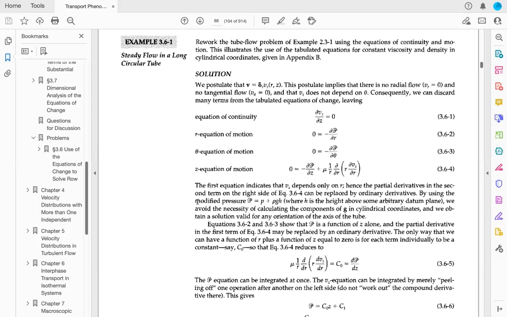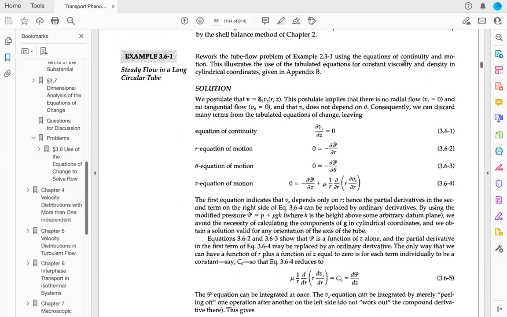Okay, so this one. Let's try again, check again with a circular tube. Rework Example 2.31, which is about the flow in a cylindrical tube. Remember? Where there is a cylindrical tube, let's try to solve this using the equation of continuity, rather than using the shell balance.